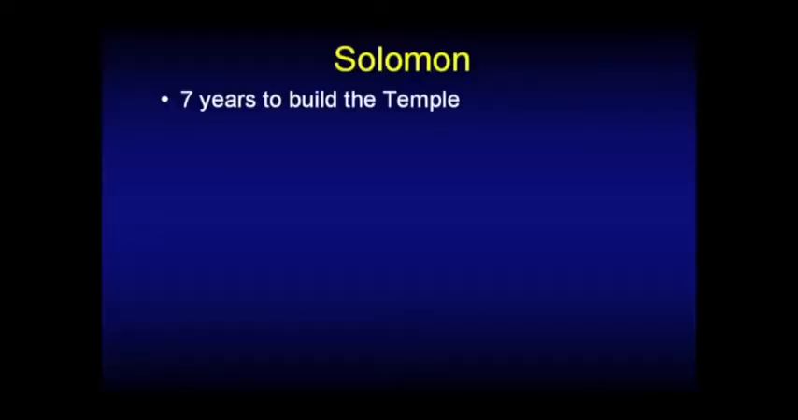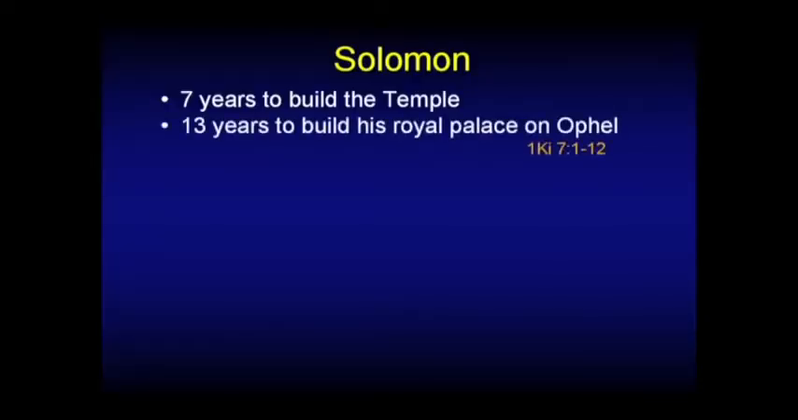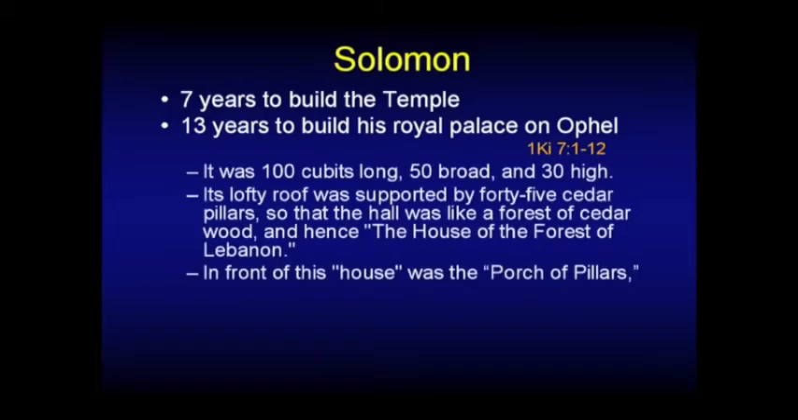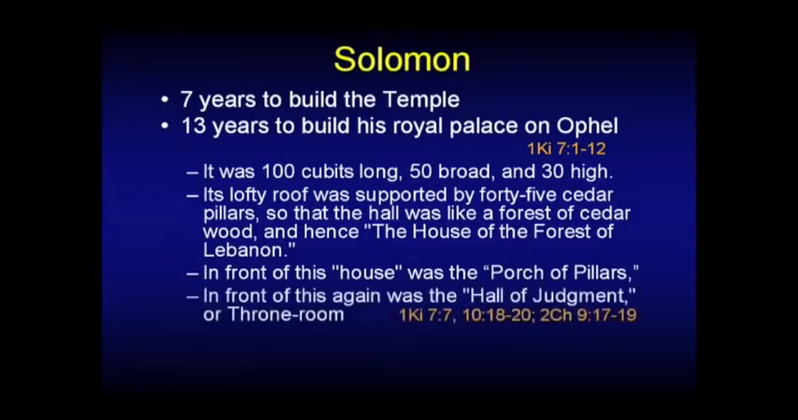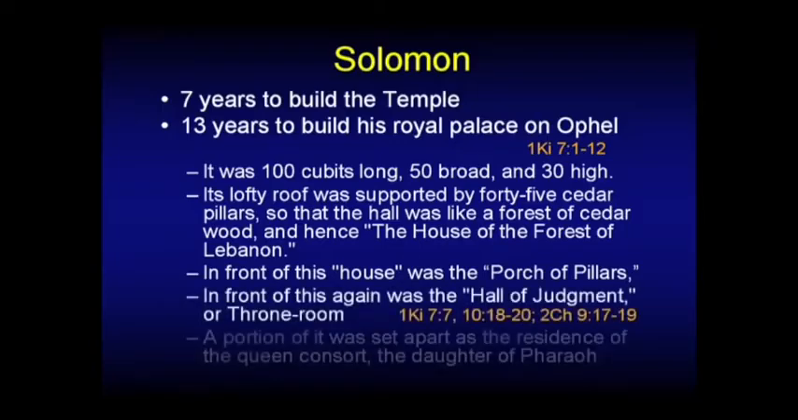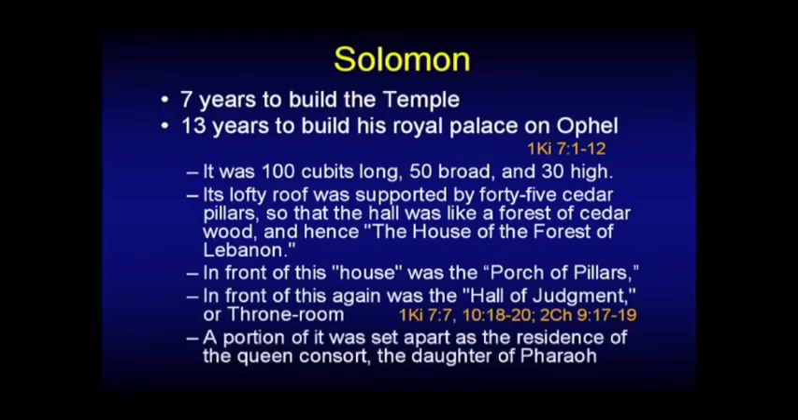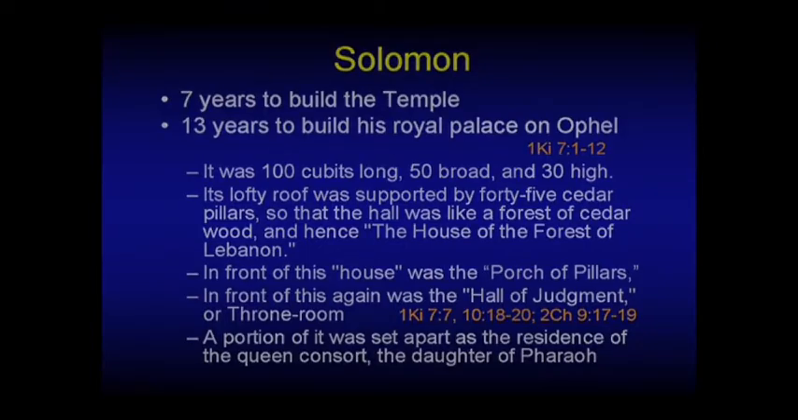So it took 7 years to build the temple, 13 years to build his royal palace, which was huge. In front of the house was the porch of pillars and so forth. Then there was the House of the Forest of Lebanon, a huge hallway like an armory, if you will. In front of that was a hall of judgment and his throne room, and a portion of it was set aside for the daughter of Pharaoh. So it was really awesome. Solomon was quite a builder.